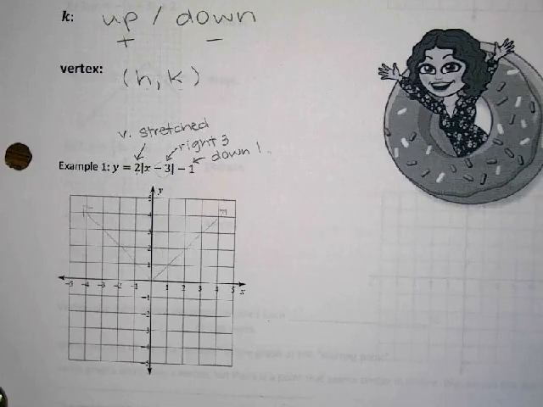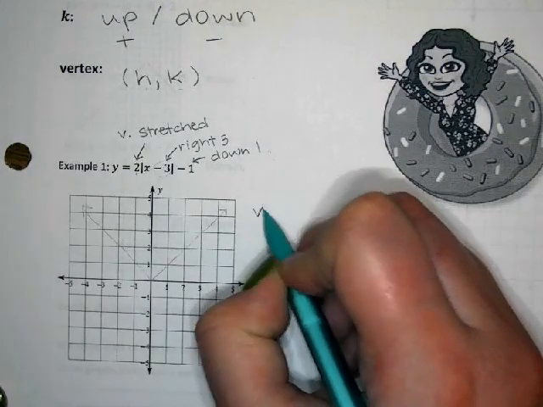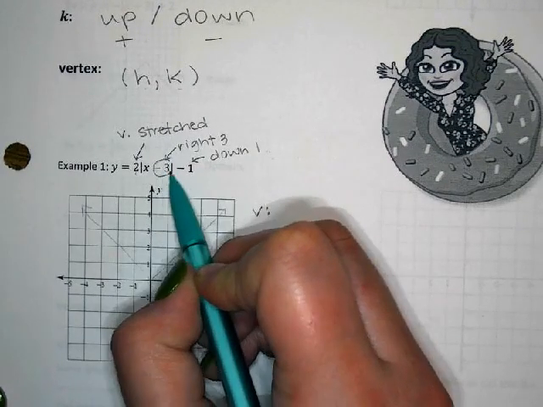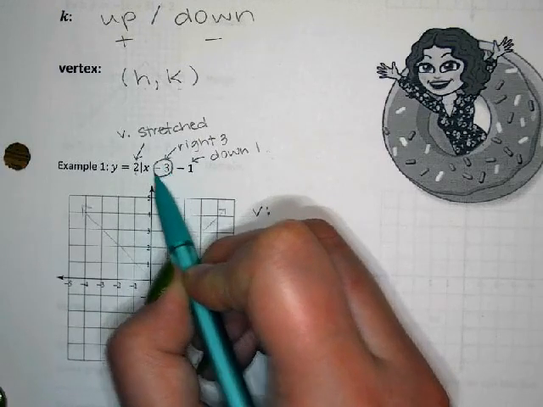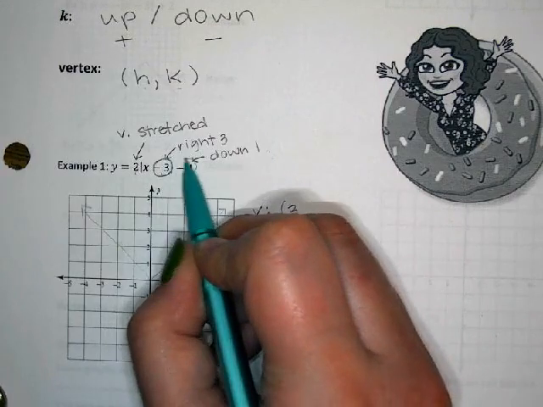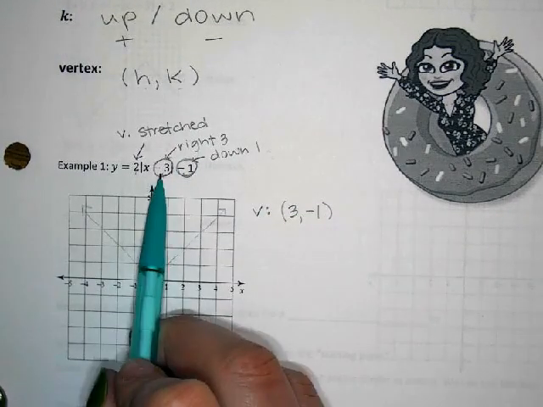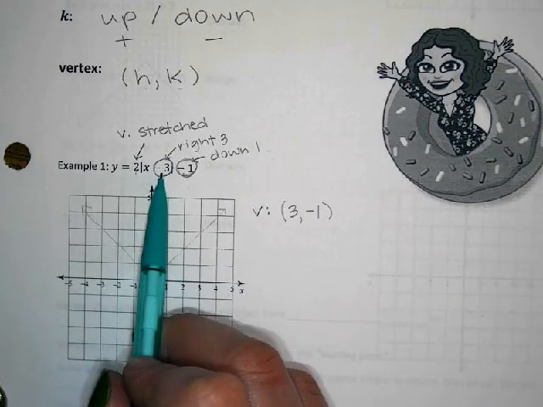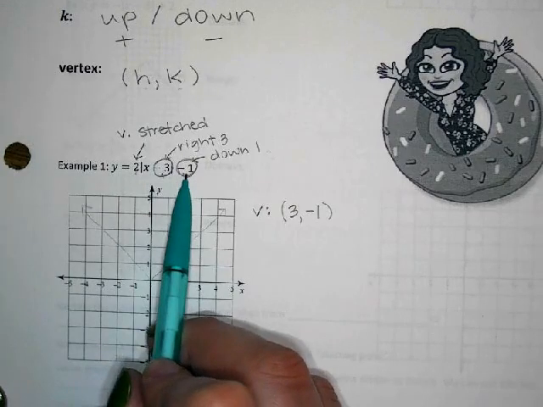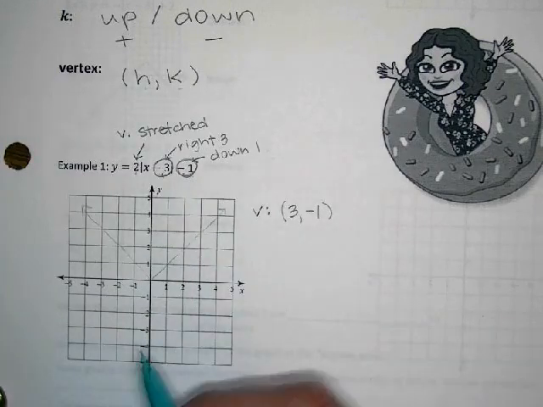So the vertex for our graph is going to be the opposite of this number, +3, and that's a -1, so -1 on the end. So with the first value to get the x coordinate, we do the opposite of that number. For this number on the end, we take exactly what it says. So +3 and -1, that's the vertex. And then we have all these different transformations.